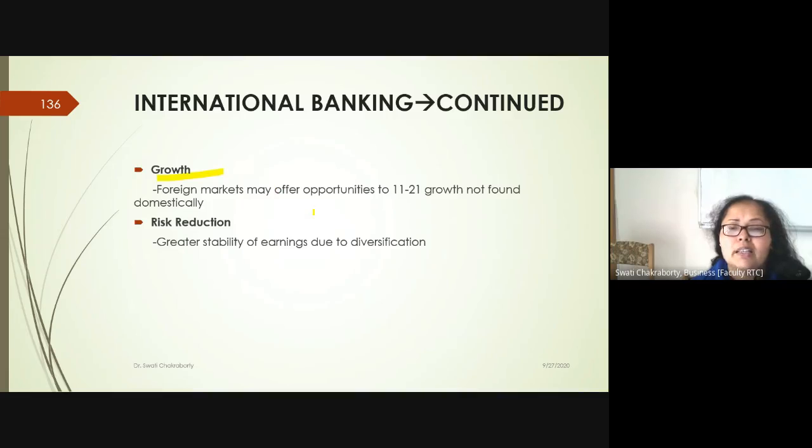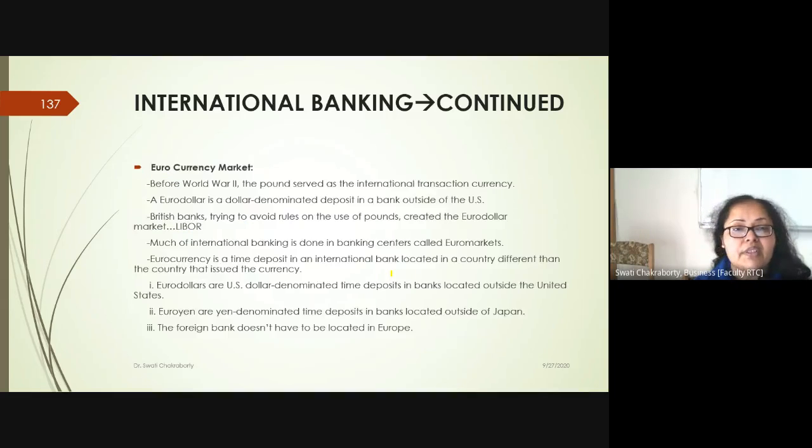Growth. Foreign markets may offer growth not found domestically. Risk reduction, greater stability of earnings due to diversification, right? What is the Eurocurrency market?